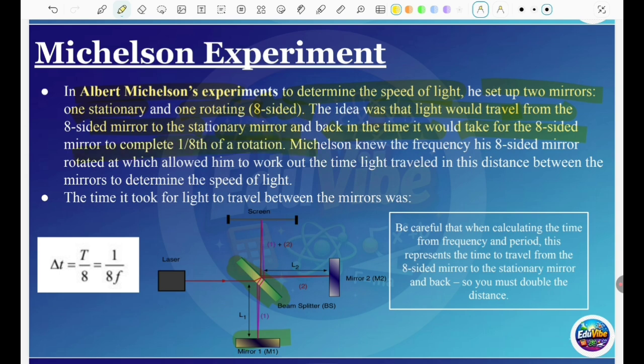So that explains how the Michelson experiment works, but you don't need to know too much in that depth. You just have to know that they calculate the speed of light with the eight-sided mirror. They complete only about 1/8 of a rotation, and that 1/8 of rotation is the main thing you have to know, because we use that in questions when it is given to us.